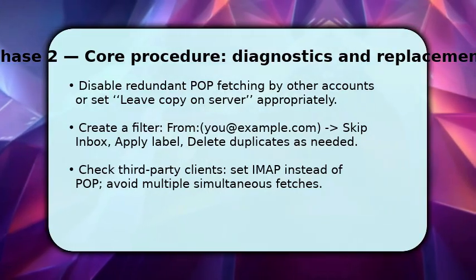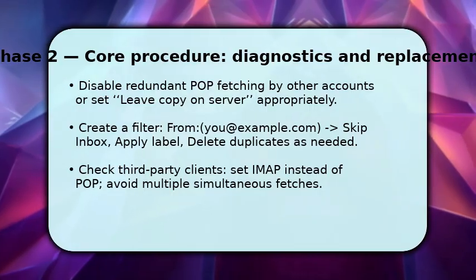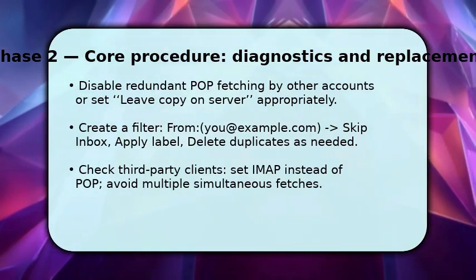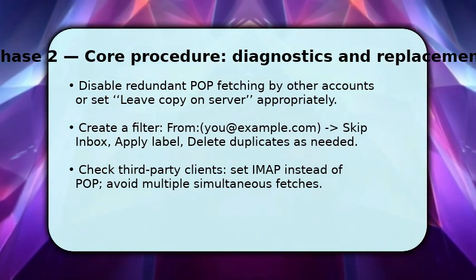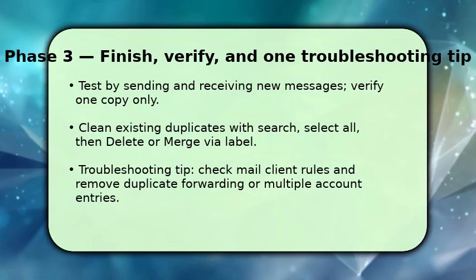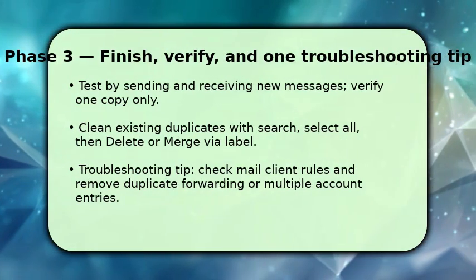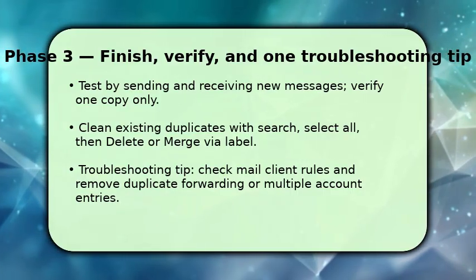Also make sure external clients use IMAP rather than POP when possible, because IMAP sync avoids independent downloads that generate duplicates. This prevents recurrence. Finish by testing. Send a message to the affected address and watch delivery. You should see a single copy.